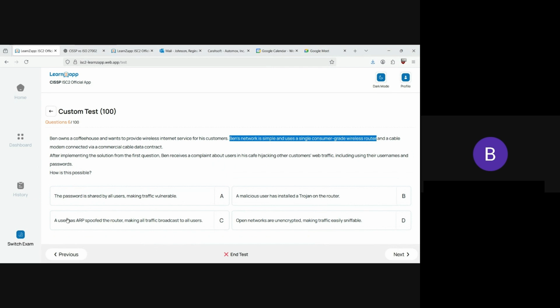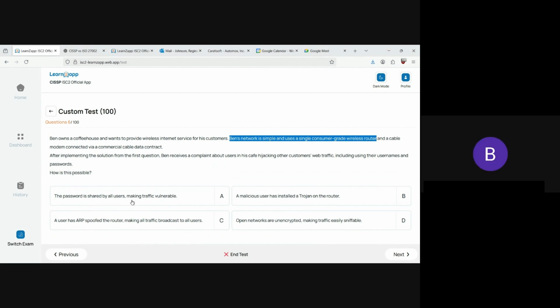Then a user has ARP spoofed the router. Okay, so B is not an option. Yeah, B is not an option. And then you have C. Those two are out. So the password is shared for all users, making traffic vulnerable. No, that's also not possible.